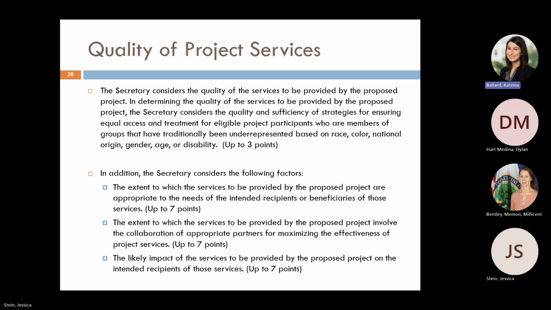In addition, the Secretary considers the following factors: the extent to which the services to be provided by the proposed project are appropriate to the needs of the intended recipients or beneficiaries of those services, up to 7 points; the extent to which the services to be provided by the proposed project involve the collaboration of appropriate partners for maximizing the effectiveness of project services, up to 7 points; and the likely impact of the services to be provided by the proposed project on the intended recipients of those services, up to 7 points.